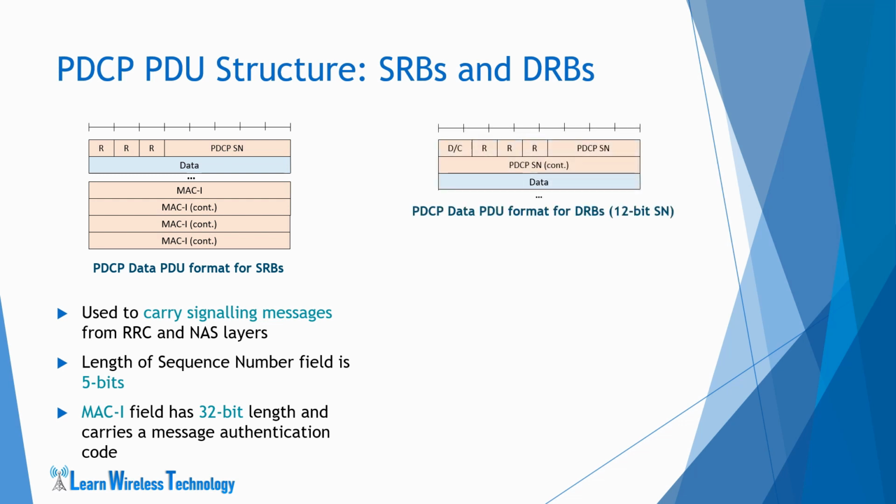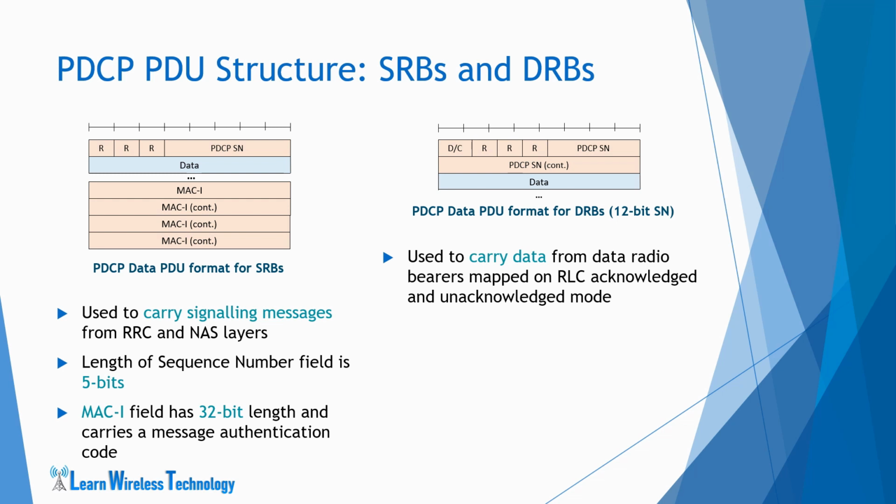This is the PDCP data PDU structure when a 12-bit sequence number length is used. This format is applicable for PDCP data PDUs carrying data from DRBs mapped on RLC acknowledged or unacknowledged mode. In the DC field, D indicates that the PDU contains user plane data and C indicates that it carries control plane information generated at PDCP layer.